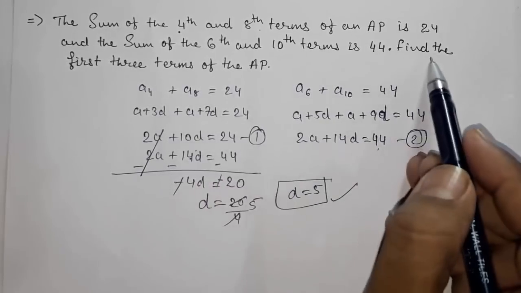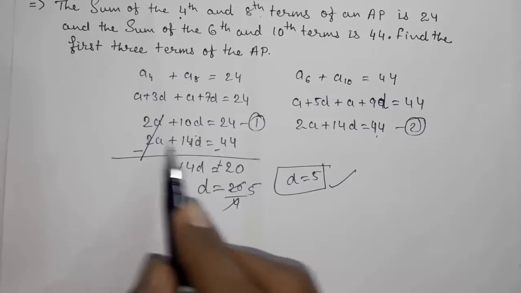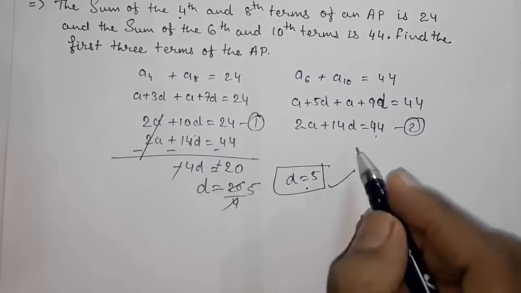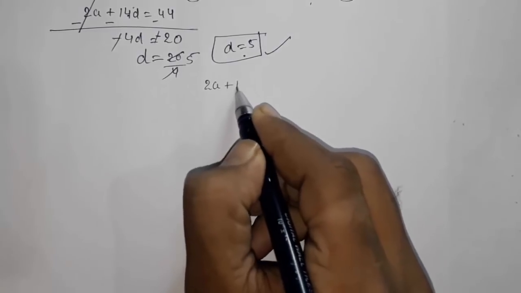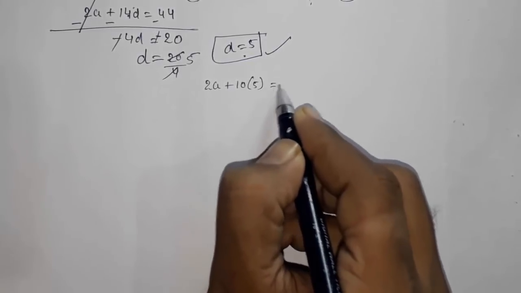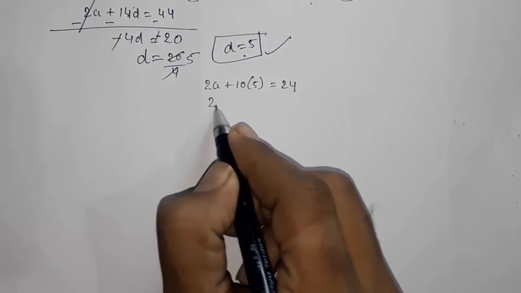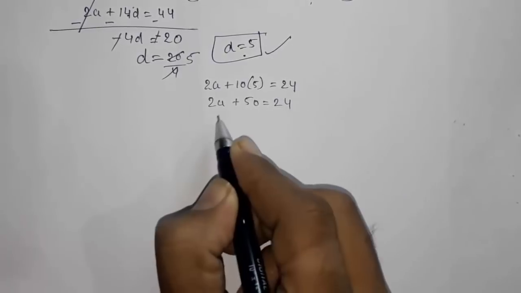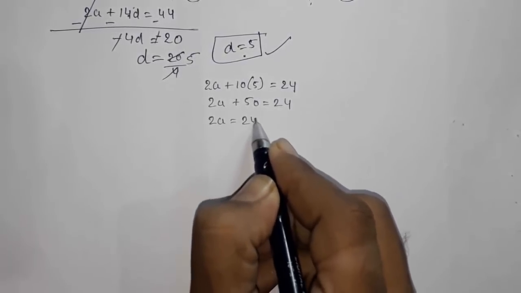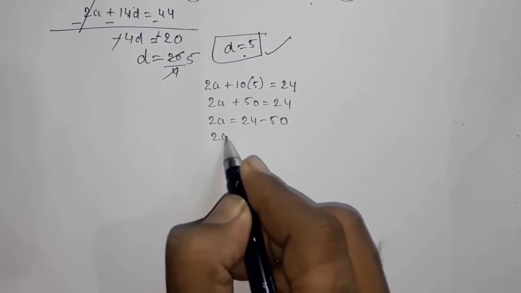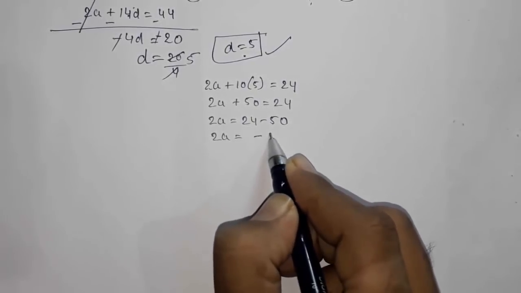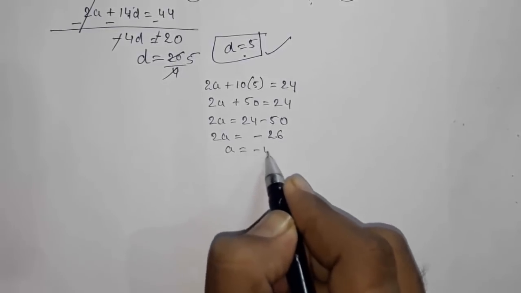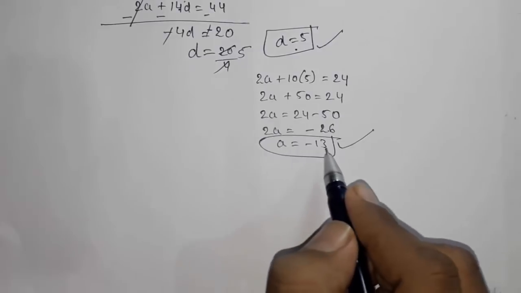Now we want to find the AP. So we got the difference, and we can substitute it in either of these two equations. I am going to substitute here. 2A plus 10 into 5 is equal to 24. 2A plus 50 is 24. 2A is 24 minus 50, 2A is minus 26, A will be minus 13. Look, this will be our A.